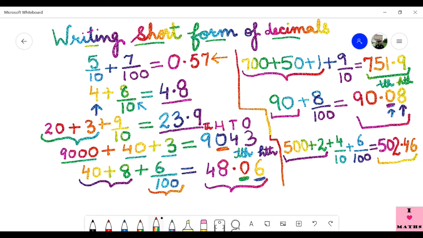I hope, children, with the help of these different examples, you would have understood how to write the short form of decimals when the expanded form is given to you. Please practice, because that will make you perfect.